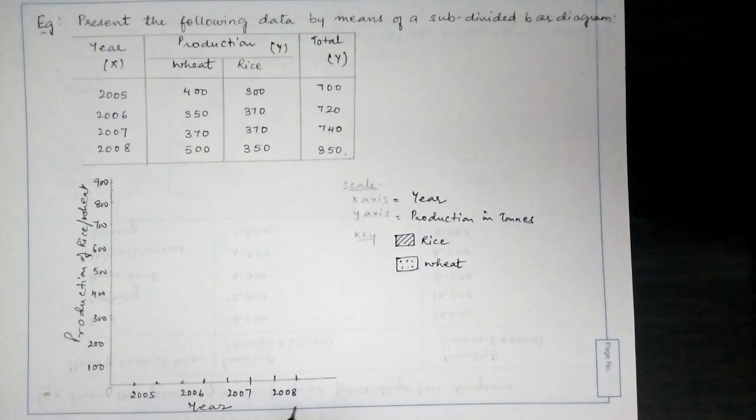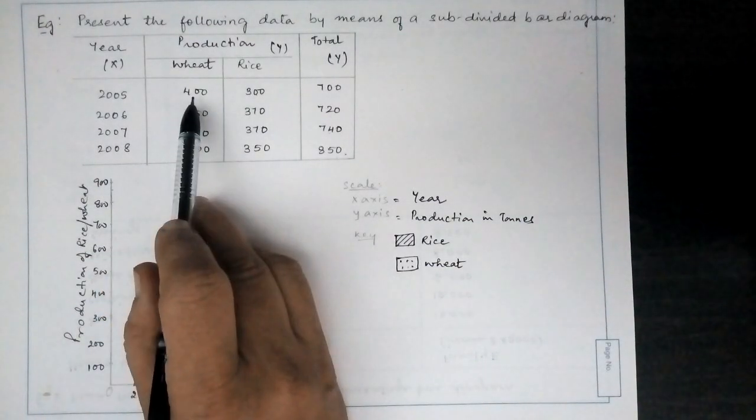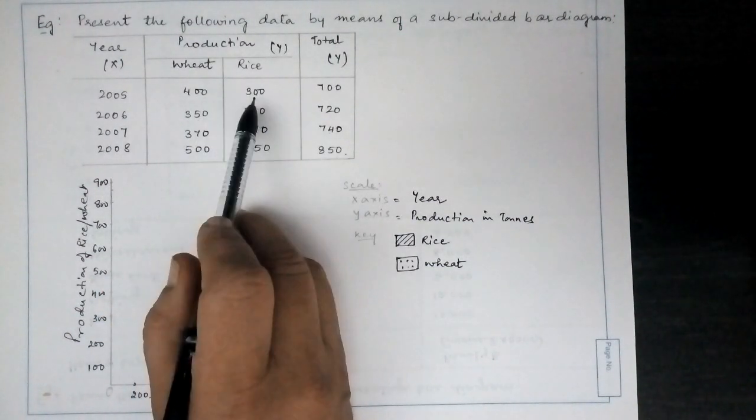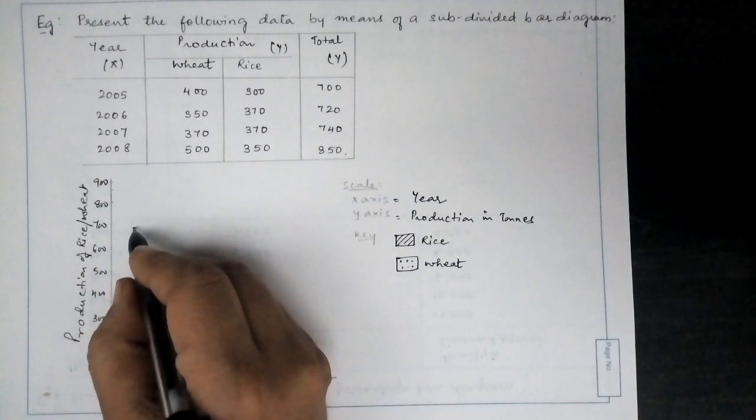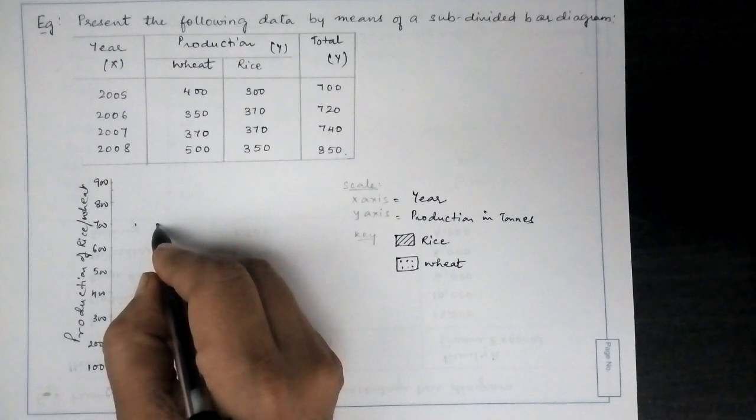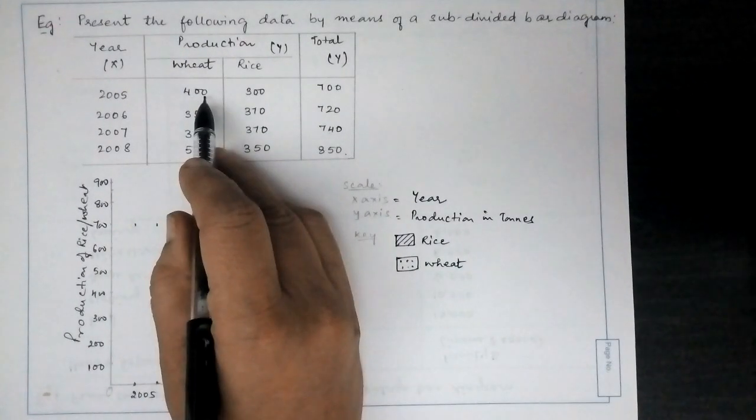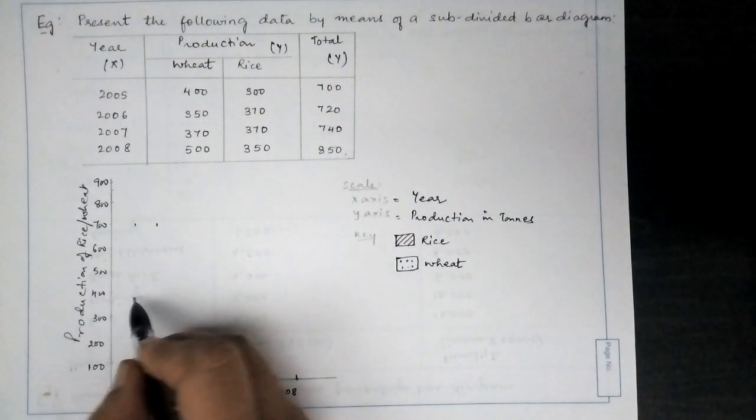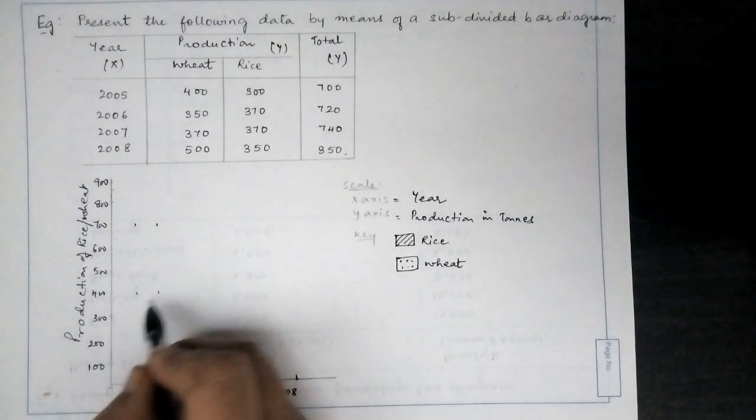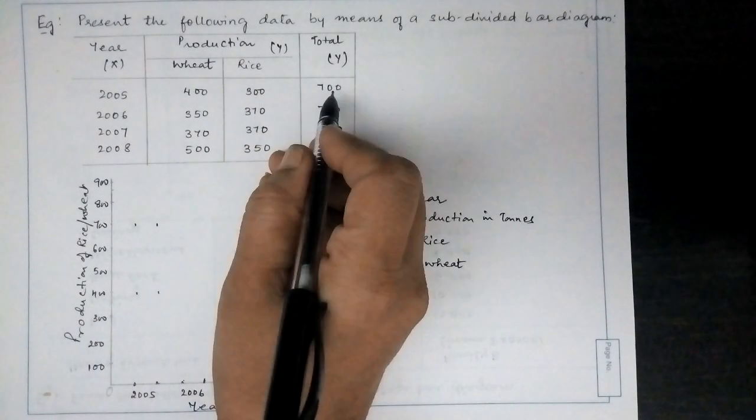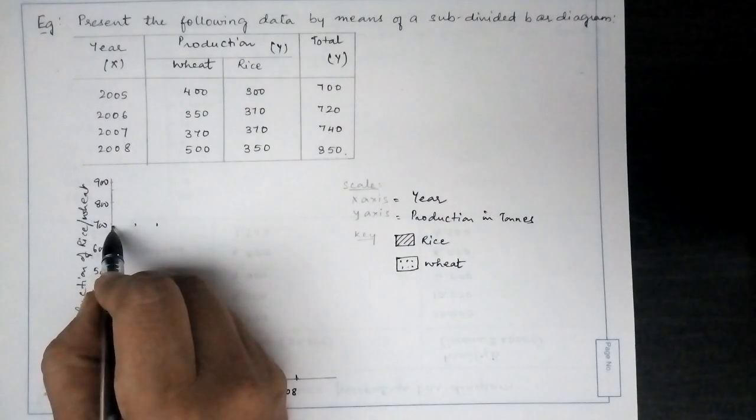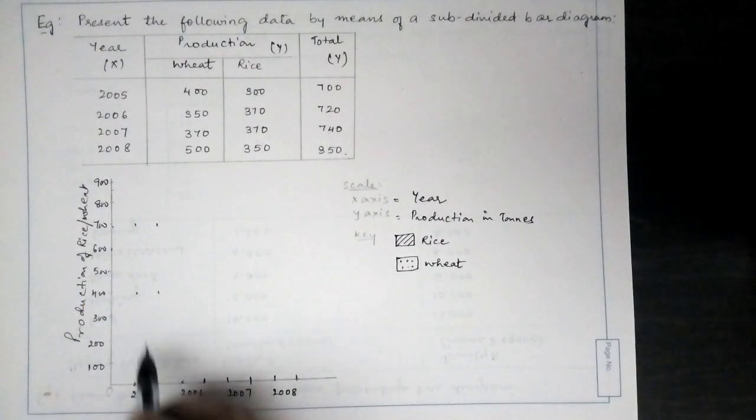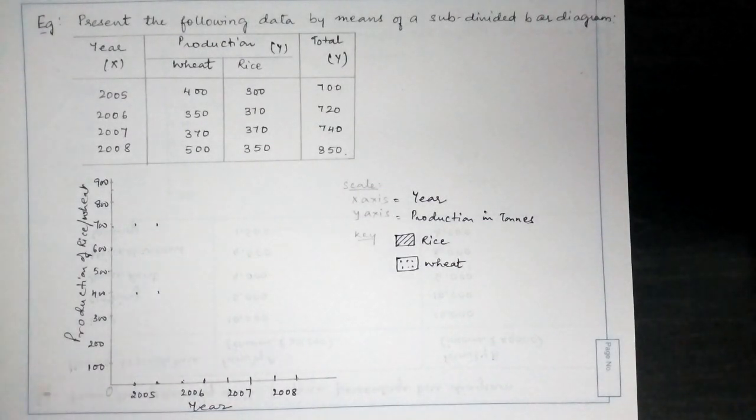So let's now start drawing the bars. The first one is wheat, which is 400, and rice is 300. So the total becomes 700. So let's first locate the total, that is here. So here is our 700. 400 is wheat, so we will plot first wheat, which is equal to 400, and the rest is 300 is rice. So from here if you count 100, 200, 300. Okay, so the total becomes 700, and now we are going to draw the bar.